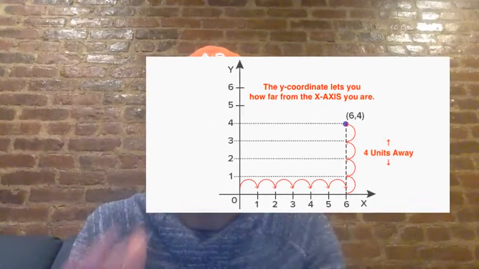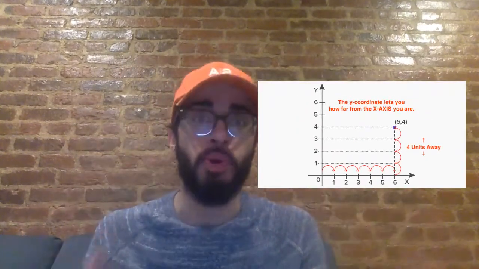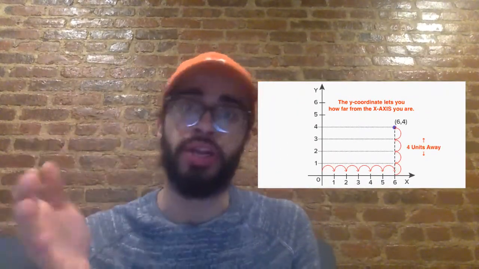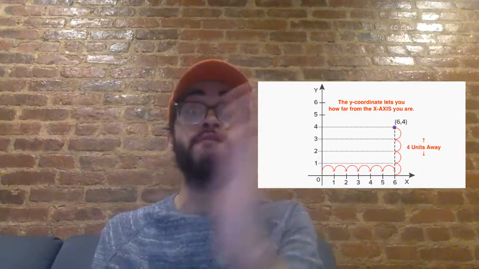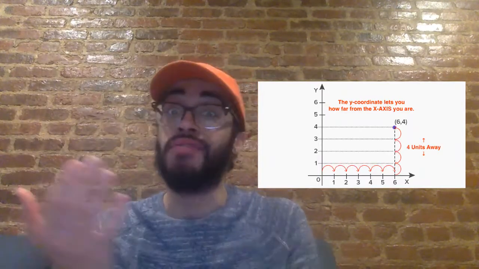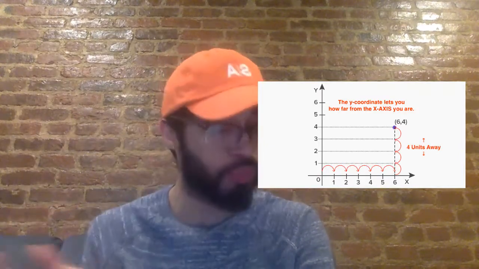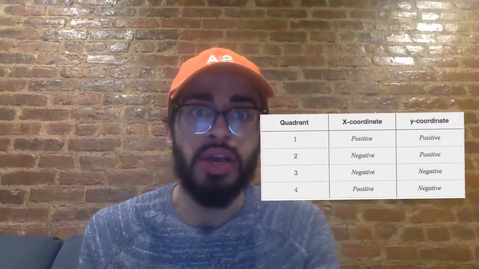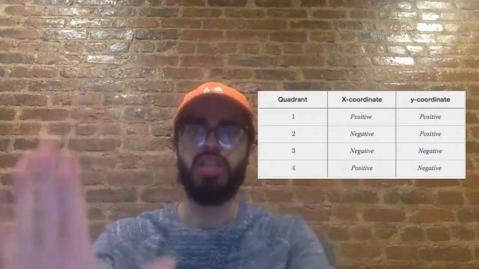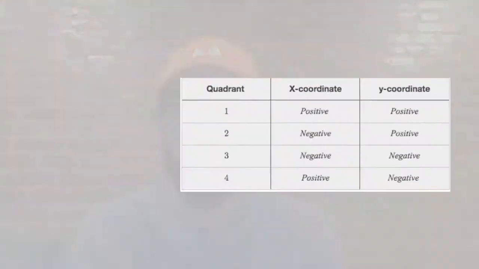And that's always a great way for you to determine where to plot your points. If you know what your x-coordinate is, you just know how far from the y-axis you are. And if you know your y-coordinate, you know how far you are from the x-axis. So now that we discussed what an ordered pair is, now let's discuss the quadrants and their rules.